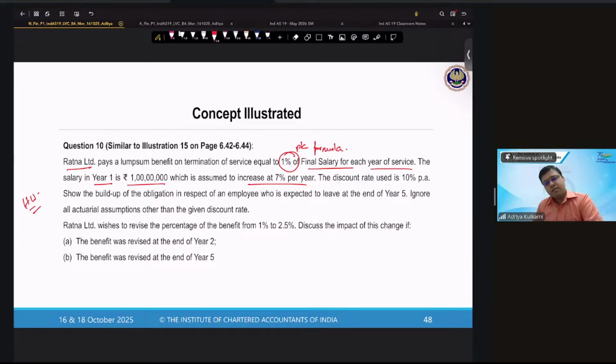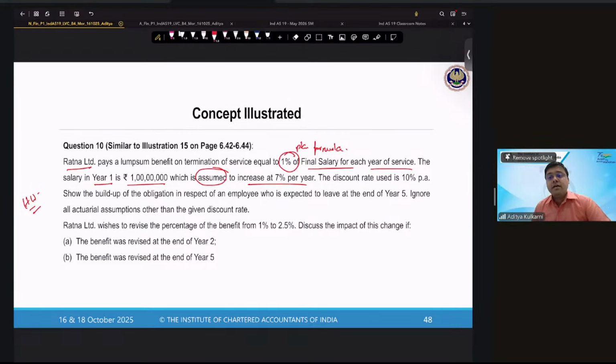Defined benefit plan. Yes, because the manner of calculating the benefit is specified. And this onus is on the employer to give this money. So it is a defined benefit plan. Salary in year 1 is 1 crore, assumed to increase at 7% per year. Salary today being 1 crore, it is a fact. Assumed to increase at 7%, what is it? I see the word assumed, what is it?